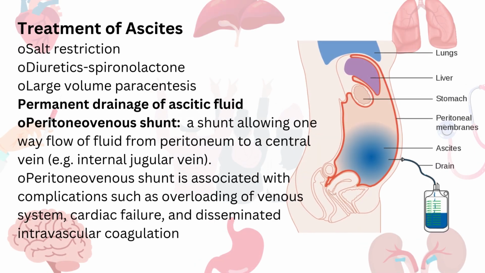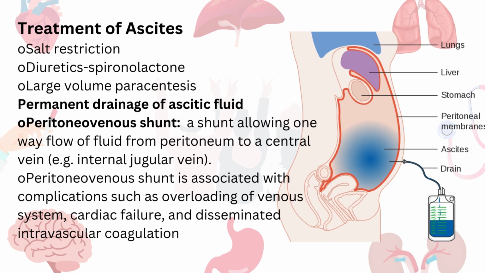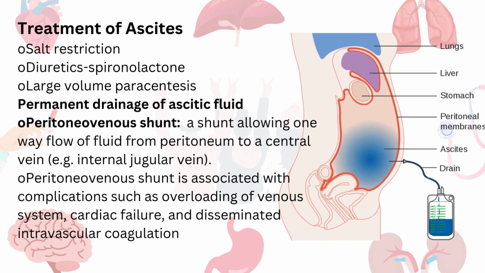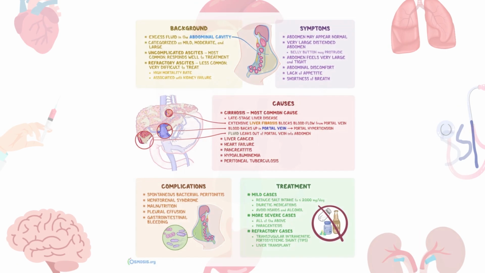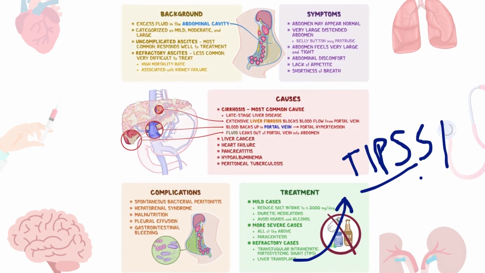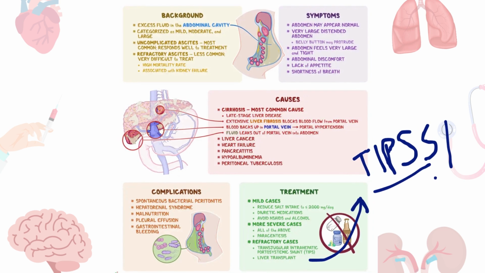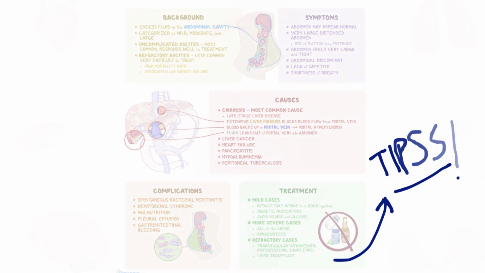Now, the treatment would include the salt restriction, diuretics, large volume paracentesis, or the permanent drainage options like peritoneovenous shunts. Peritoneovenous shunt is when you are forming a one-way flow of fluid from the peritoneum to the central vein, like for example the internal jugular vein. The complications of it could be the overloading of the venous drainage system and the disseminated intravascular coagulation.